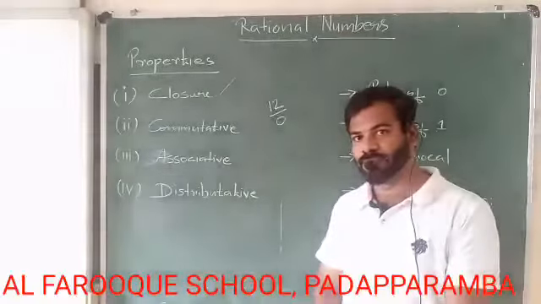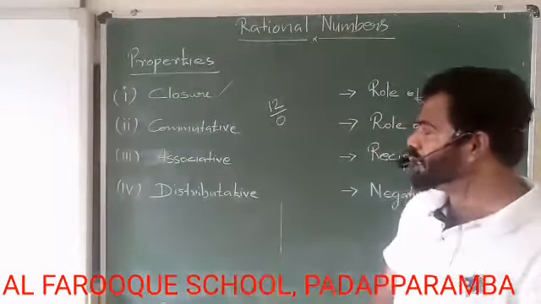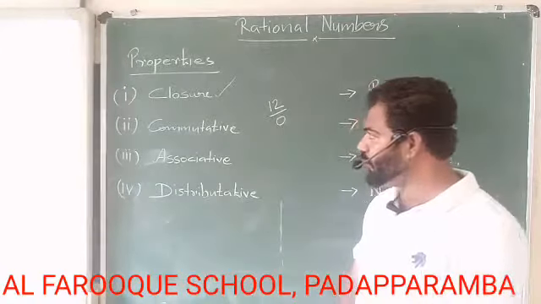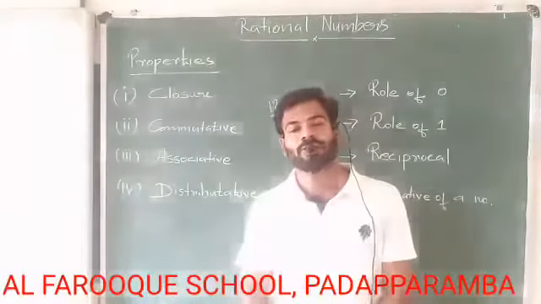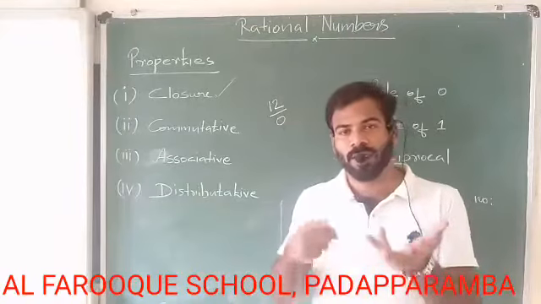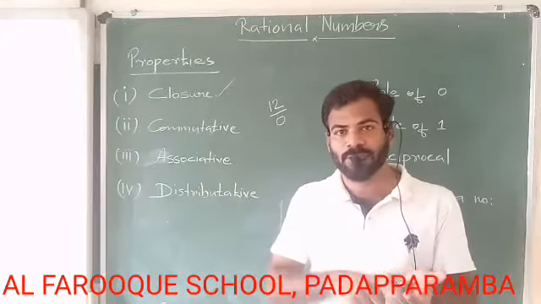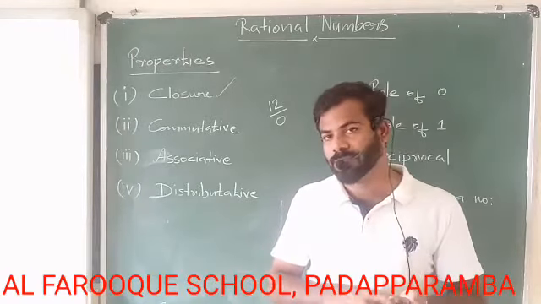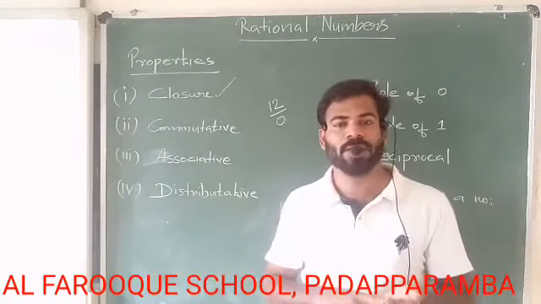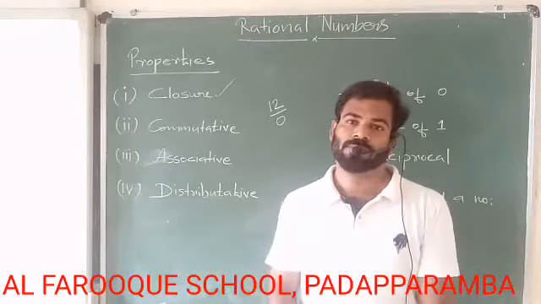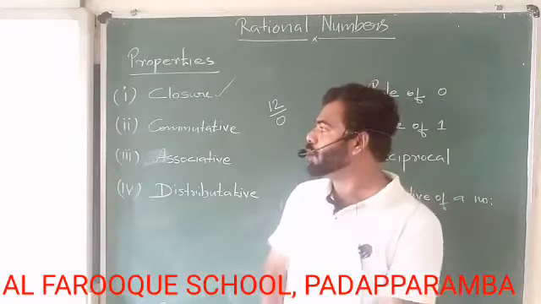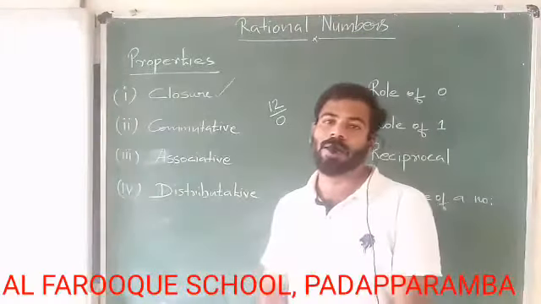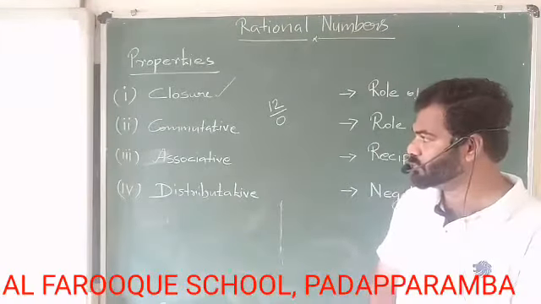Is it clear? Once again I am repeating about the closure property. Rational numbers are closed under addition, subtraction and multiplication, but they are not closed under division. Clear? Now let us move to the second property, that is the commutative property.